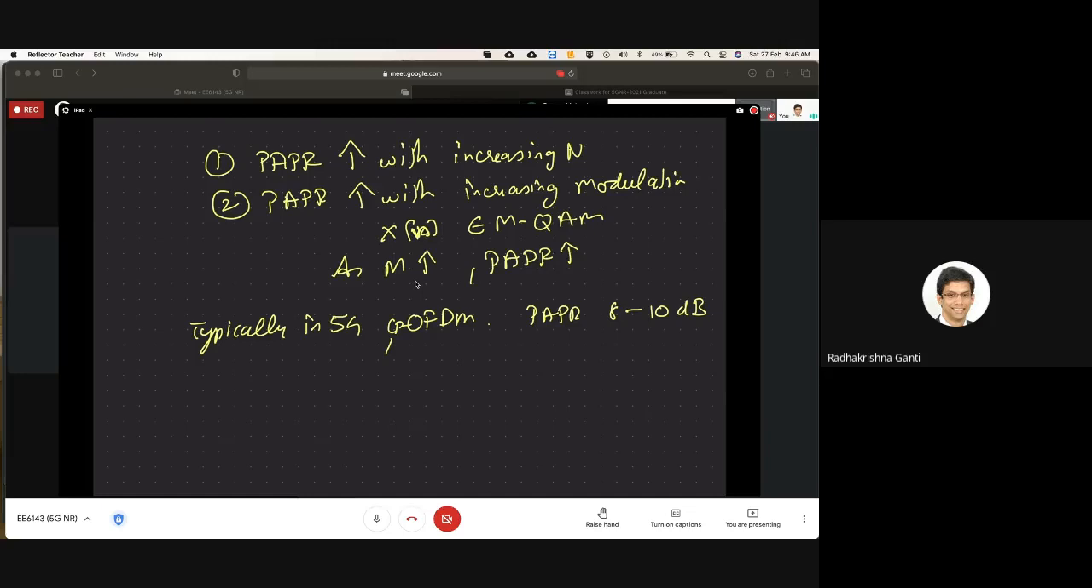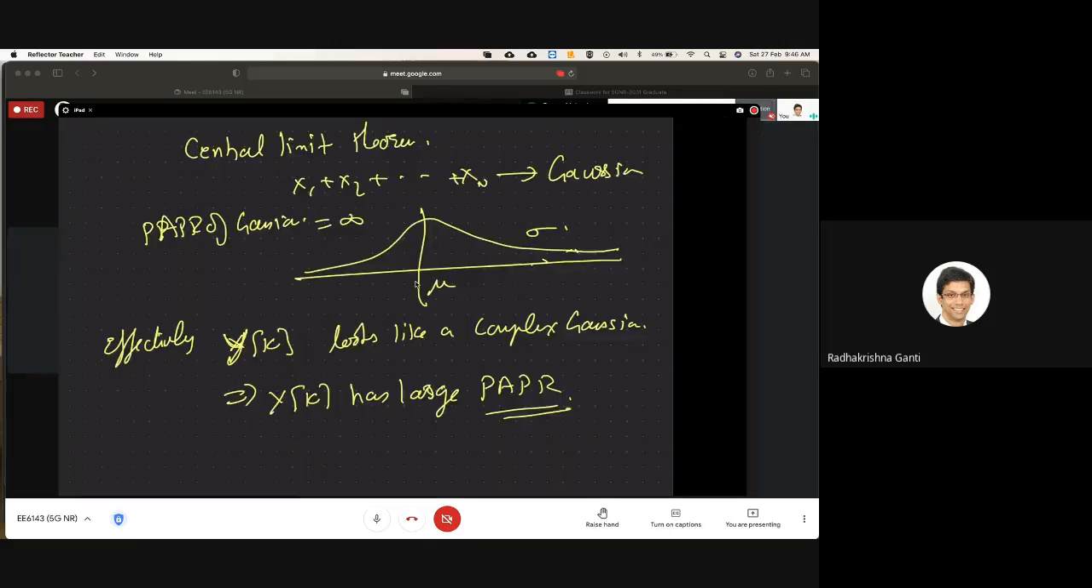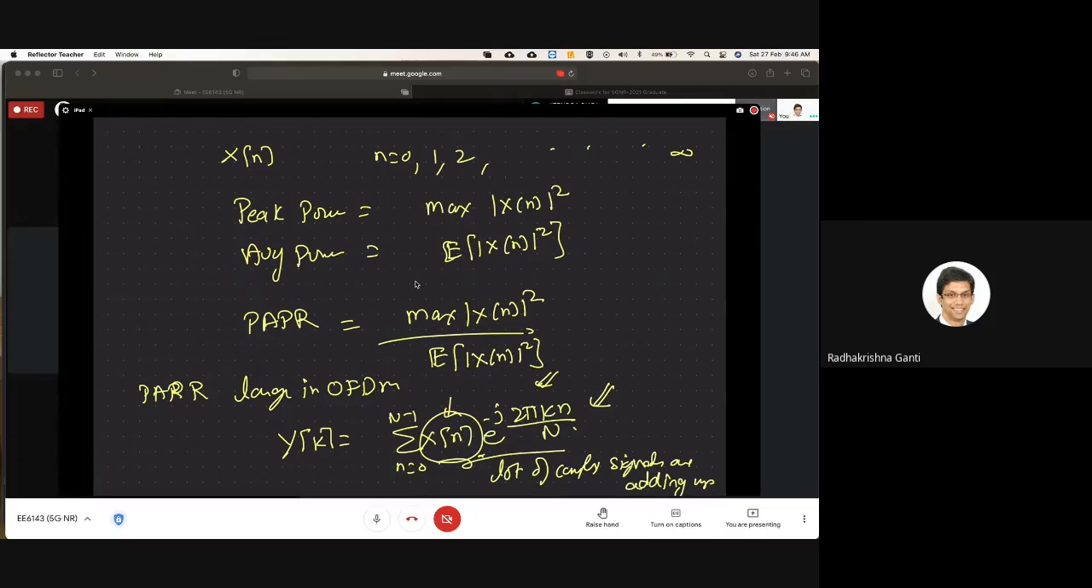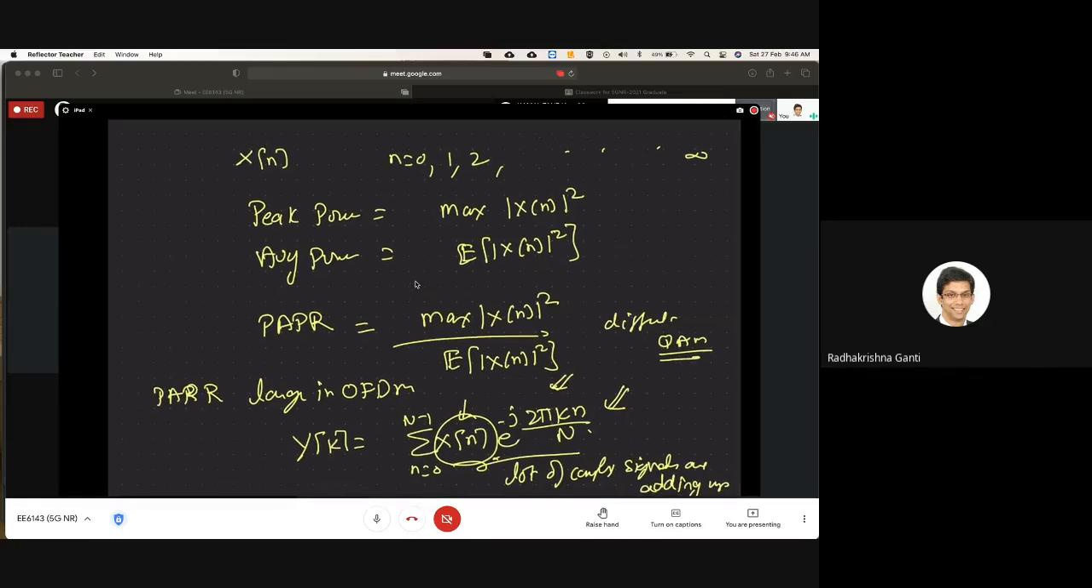Go to generating your assignment. Okay, because we know how to compute it. You have to take the maximum value, take the mean value, and take the ratio. Okay, you can compute this for different QAM. Fine. So, any question before we proceed?